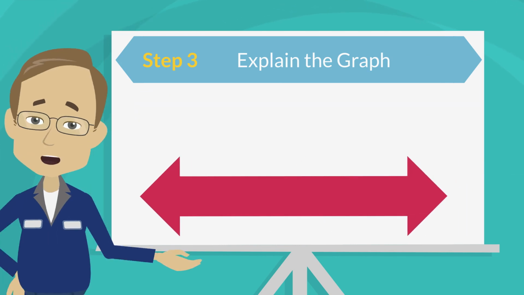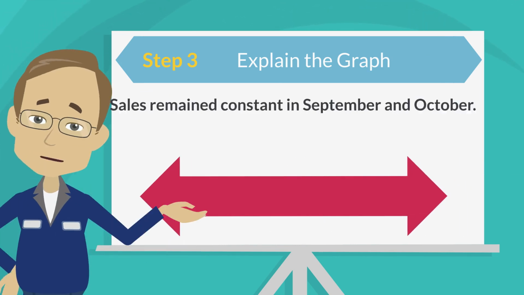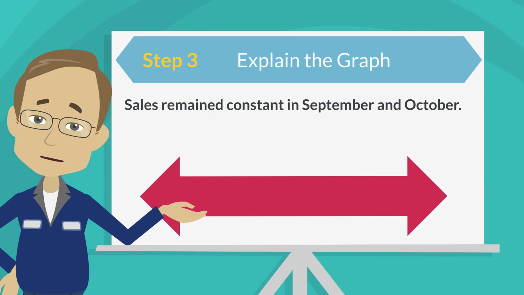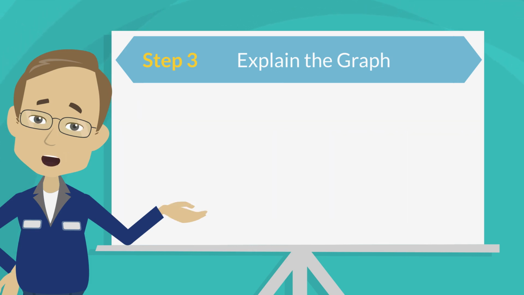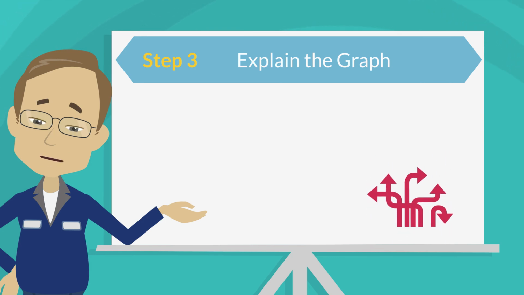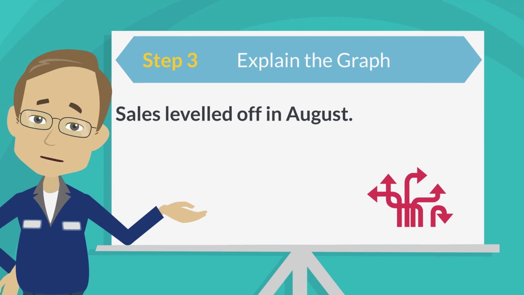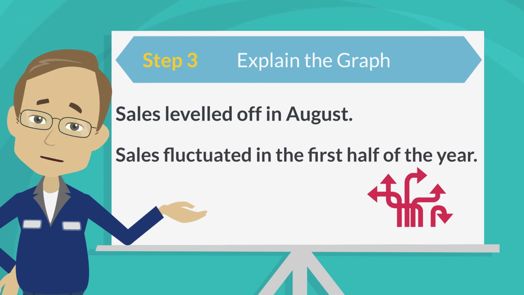You can indicate no movement like this. Sales remained constant in September and October. There was stability in sales in September and October. And finally, you can indicate a change in direction like this. Sales leveled off in August. Sales fluctuated in the first half of the year.